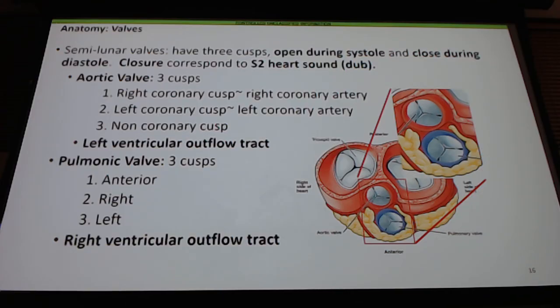When we look at the semilunar valves, your pulmonic and your aortic, these are open during systole, they close during diastole, and their closure corresponds to your S2, or your dub, on auscultation. And then also recall that the ostia for the coronary arteries come off just above that aortic valve, so that's where the blood flow to the coronary arteries comes from.